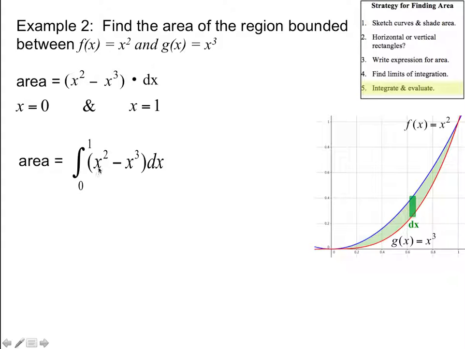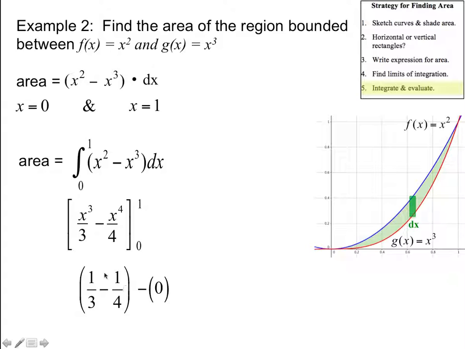So as we integrate the area of that rectangle from 0 to 1, the antiderivative of x squared is x cubed over 3. The antiderivative of x cubed is x to the 4th over 4. We're going to evaluate that between 0 and 1. And so plugging in 1, we've got 1/3 minus 1/4. And plugging in 0, we've got 0. The common denominator here is 12. So we're going to think of this as 4 over 12 minus 3 over 12, which is 1 over 12. So the area of this light green region from 0 to 1 is 1/12.